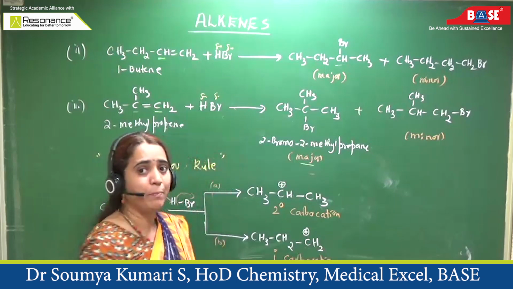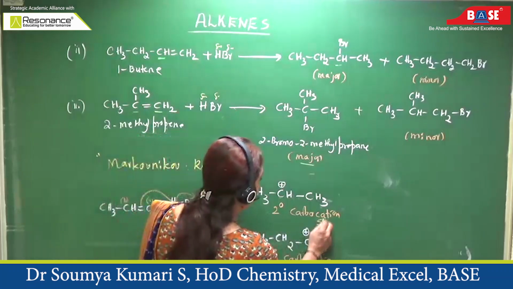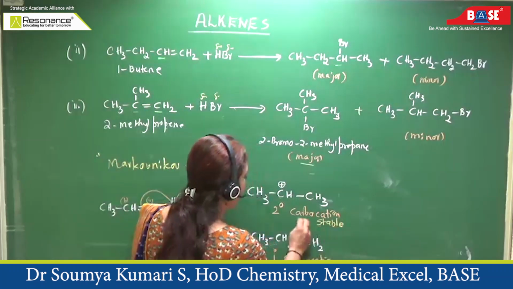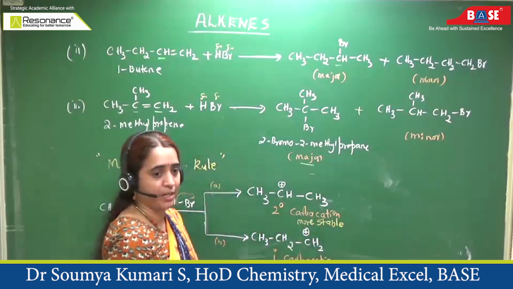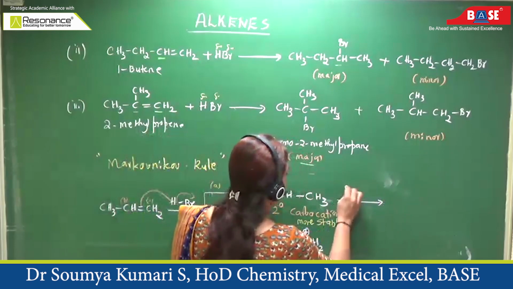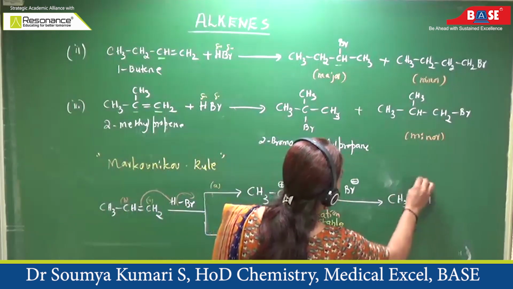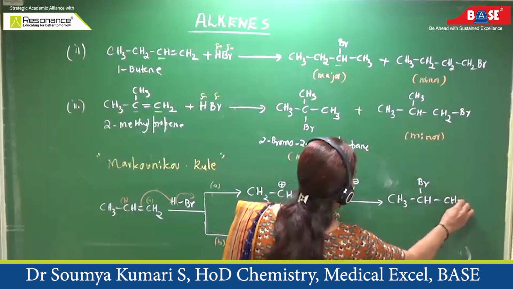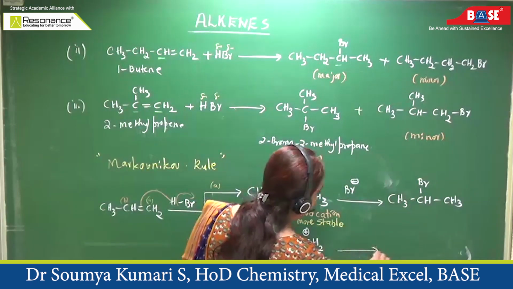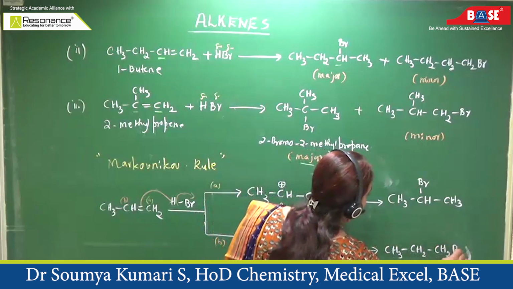Now, we know by the previous knowledge, secondary carbocation is more stable than the primary carbocation. Hence, by the next Br minus attack, we get 2-bromopropane as the major product and 1-bromopropane as a minor product.